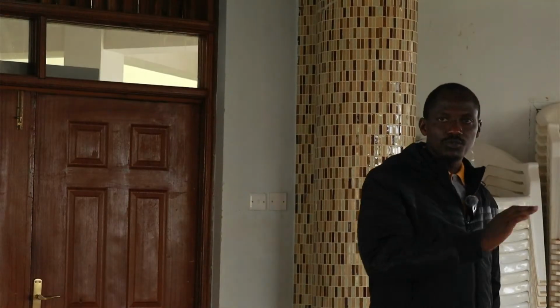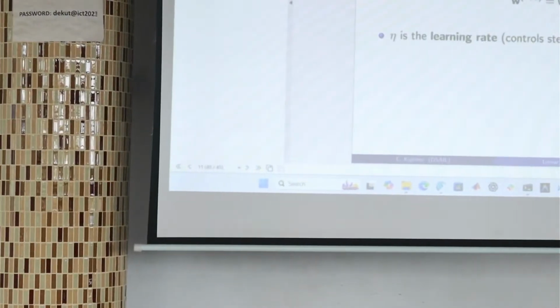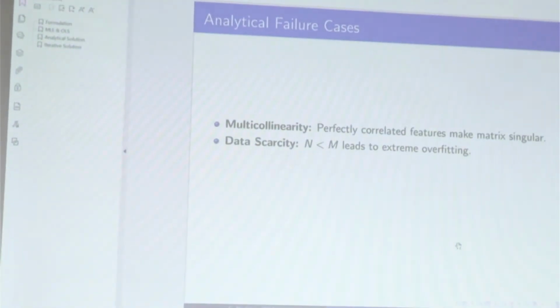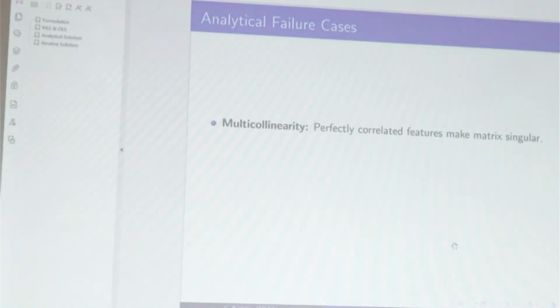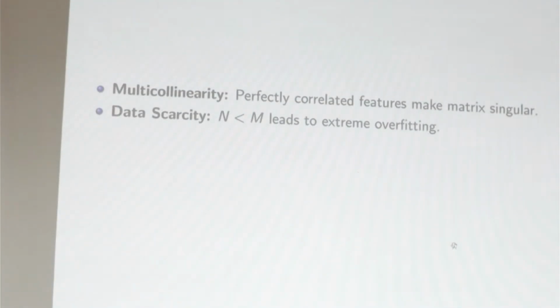In gradient descent, you're gradually moving towards an optimal value as opposed to using an analytical approach. I don't know whether I have this in the slides. Okay. Yeah, I think I've already discussed some of these things. Reynolds had mentioned this.